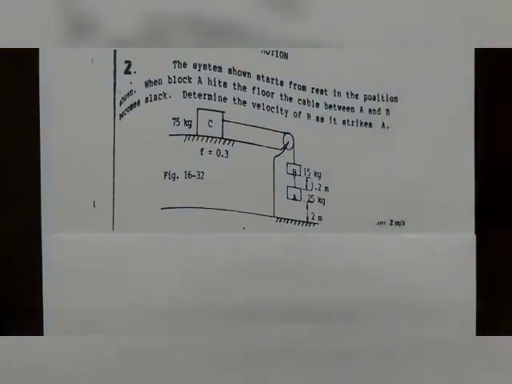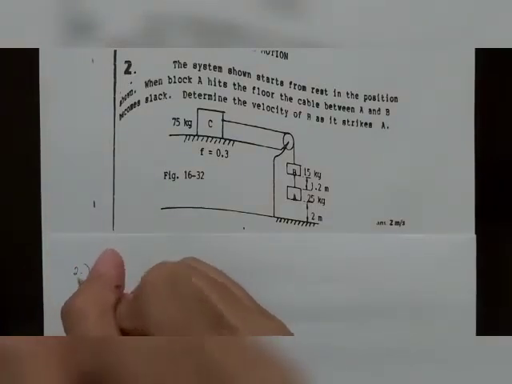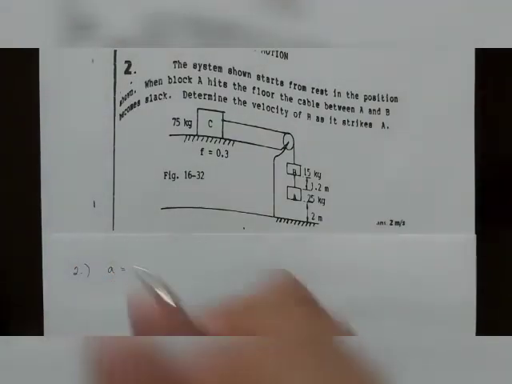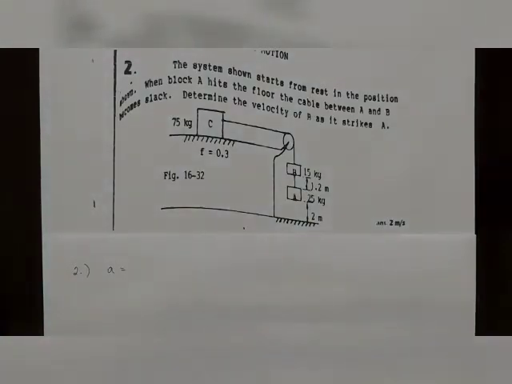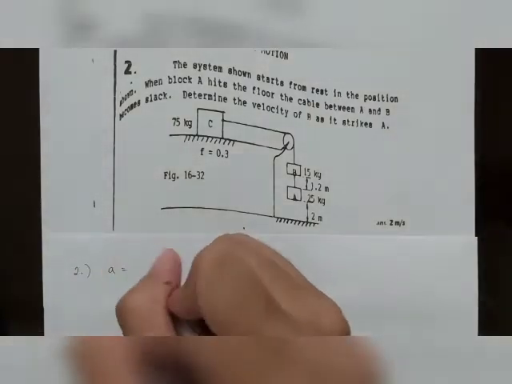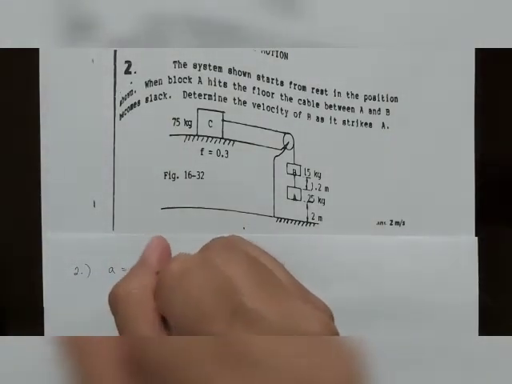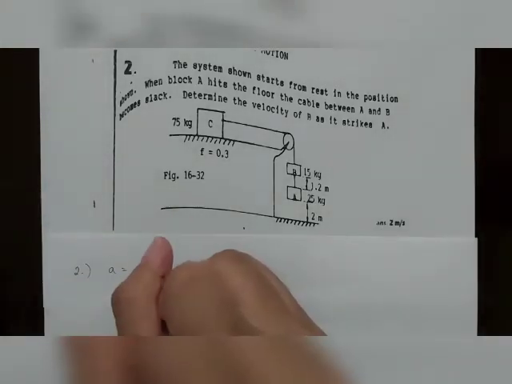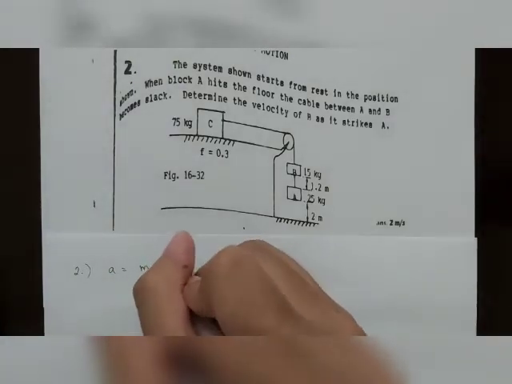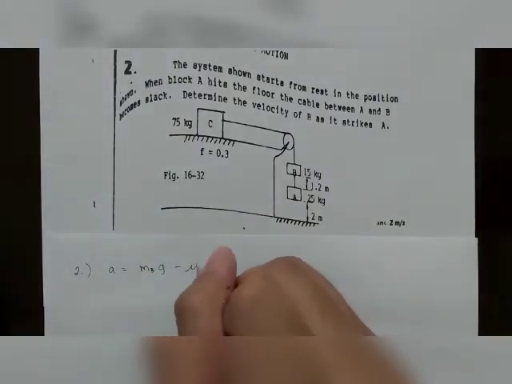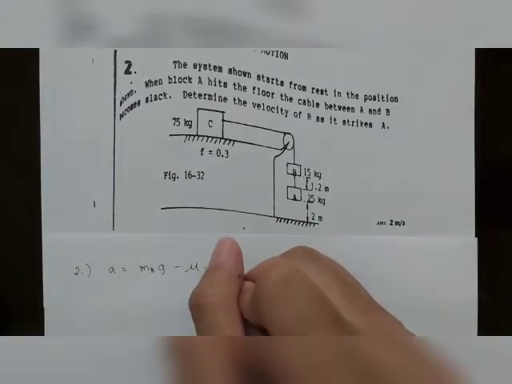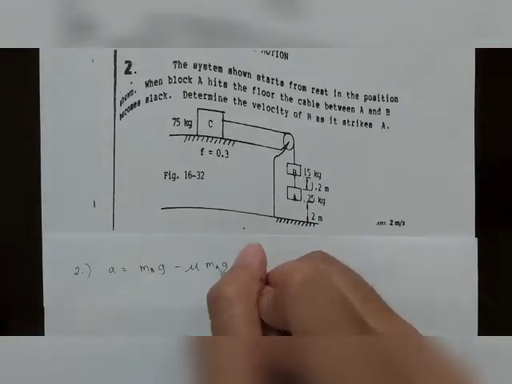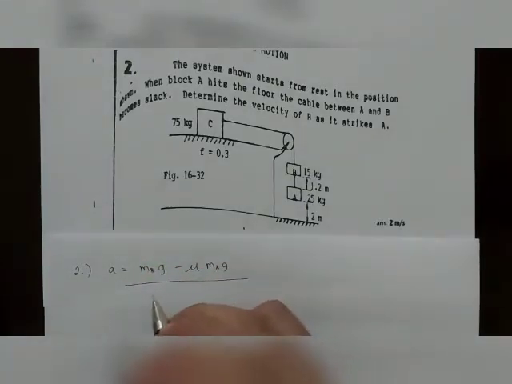Okay, so first, solve muna natin yung acceleration. So for acceleration, we have mass of B times gravity minus mu natin times mass of A times the gravity all over yung mass 1 and mass 2 natin.